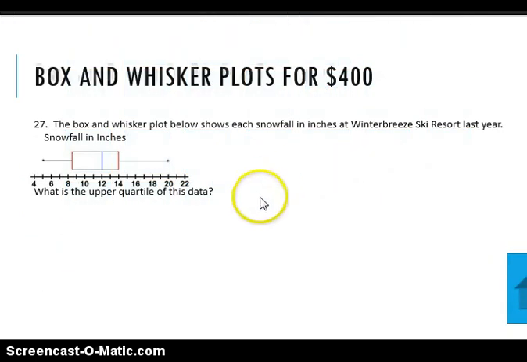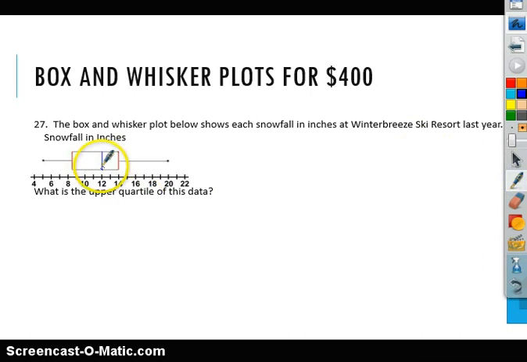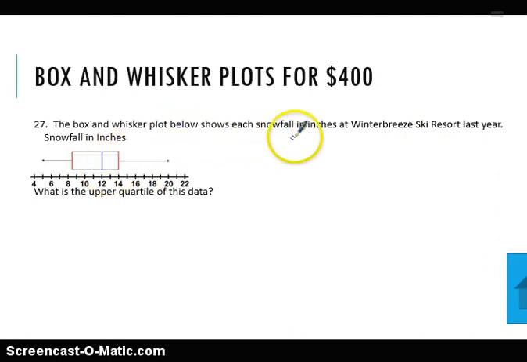Box and whisker plots for 400. The box and whisker plot below shows each snowfall in inches at Winterberry Ski Resort last year. What is the upper quartile of this data? So that should be right there, and that is 14.